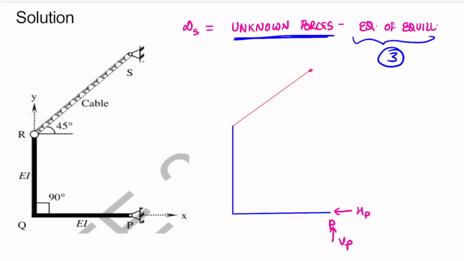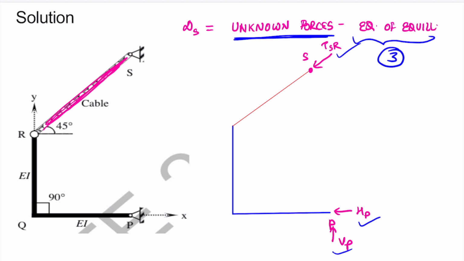But at this point S, we will have only one unknown force. Why? Because it is a cable, it can only carry the tensile force, axial force. So there will be only one. So let's call it as TSR, that is tensile force in this cable SR. Okay, so if we see the number of unknown forces here, so there are total 3 unknown forces. One is this tension in this cable TSR, and other are the 2 reactions at this point P.